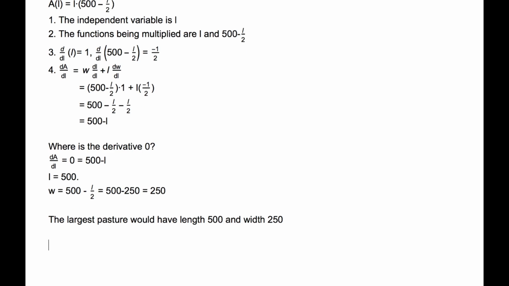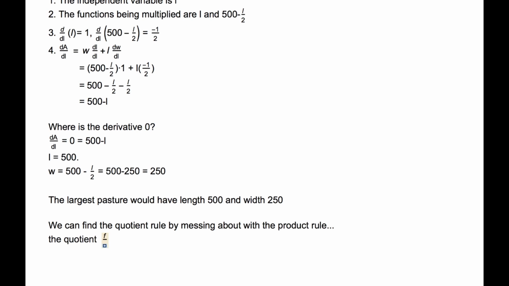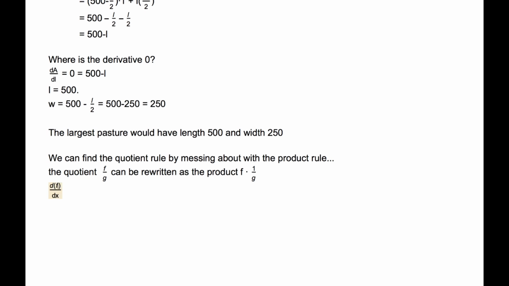Now, let's talk a bit about the quotient rule. We can find the quotient rule simply by messing about with the product rule. And it relies on the fact that you can rewrite a quotient f divided by g as the product f times 1 over g. Okay, so let's apply the product rule to f times 1 over g. And that's going to give us f times the derivative of 1 over g plus 1 over g times the derivative of f.